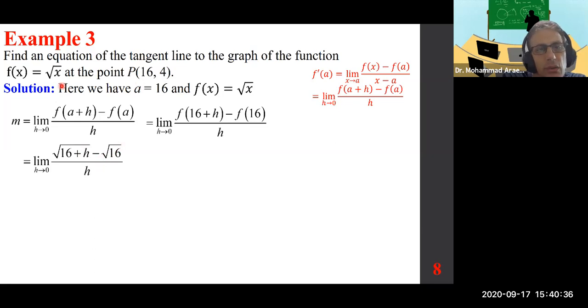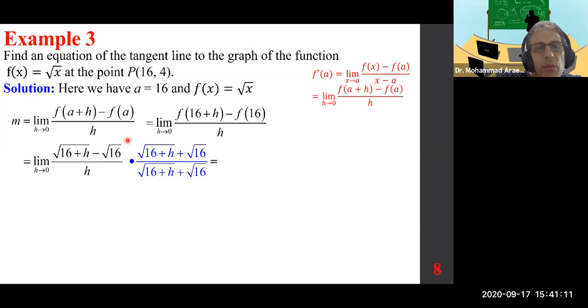Everybody knows the square root of 16 is 4, but just for the sake of argument, I'm going to keep it as that. Even if it wasn't a perfect square and it was the square root of 15, the process would be the same, which means multiplication by the conjugate, class, because you have 0 over 0. And so the conjugate, this negative sign basically becomes positive. And the top, each piece comes out. 16 plus h comes out, 16 comes out.